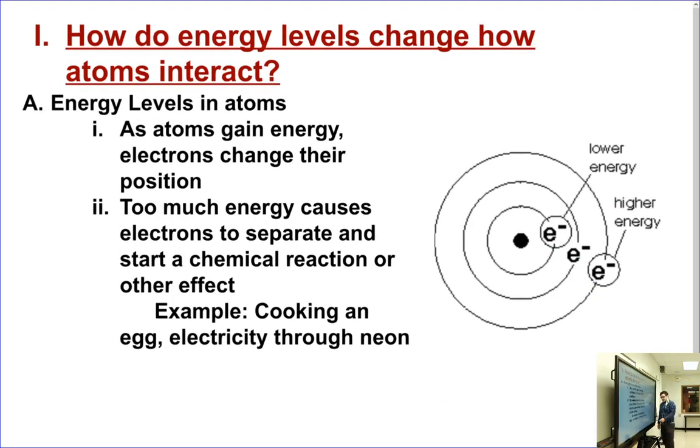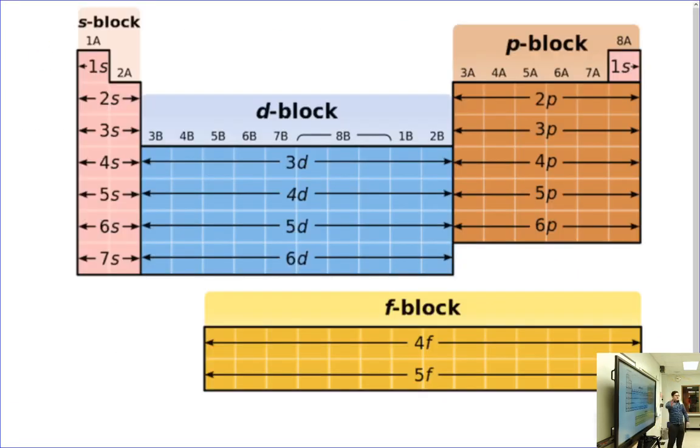Let's go full screen. There we go. Looking professional now. On your periodic table, I want you to write S block, D block, P block, and you can write the F block, but we probably won't ever get there. S, P, D, and F. What I want you to know is S block is over here. P block is over to the right. D block is in the middle. And F block is down here.